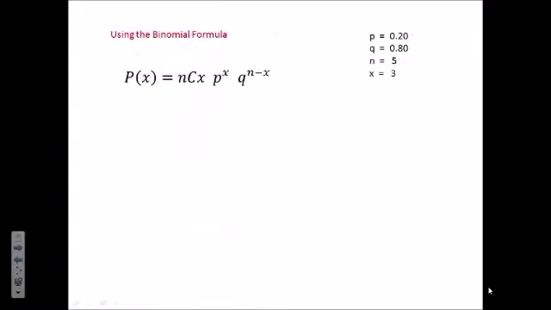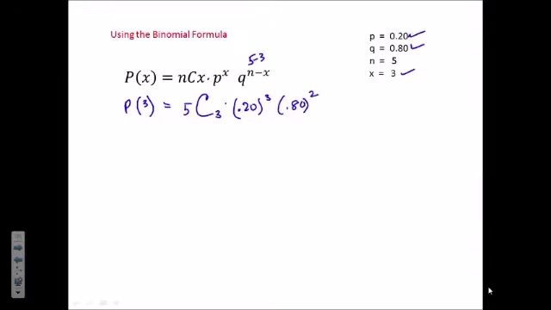We could also use the binomial formula. The binomial formula says the probability that X equals 3 would be NCX, that's 5C3, times P to the X, 0.20 to the X power, X is 3. Then we have Q, 0.80 to the N minus X. N minus X would be 5 minus 3, or 2.